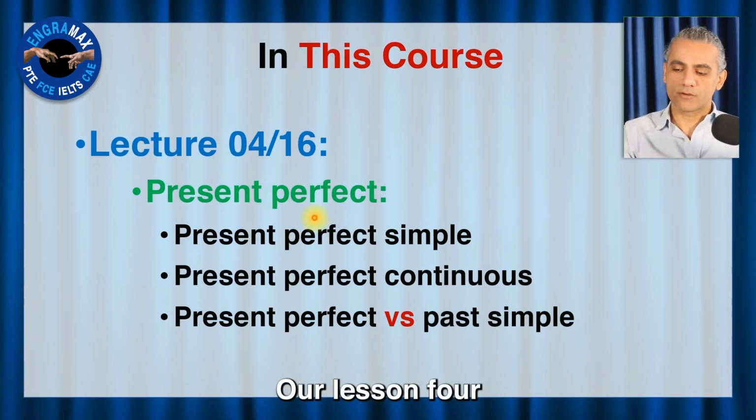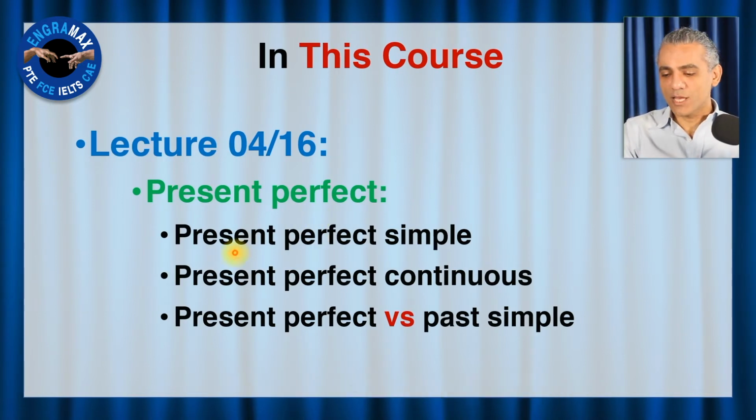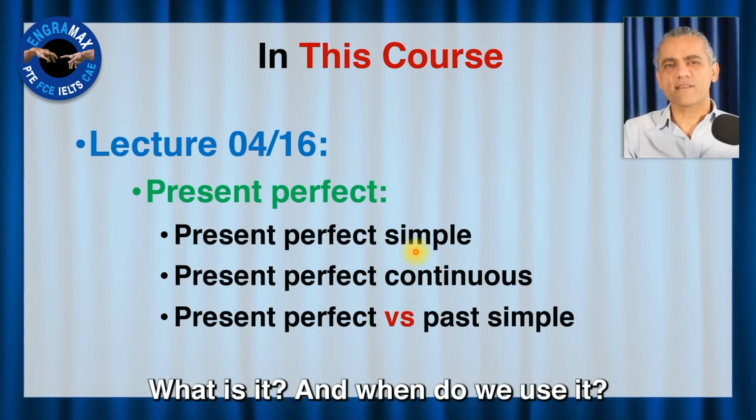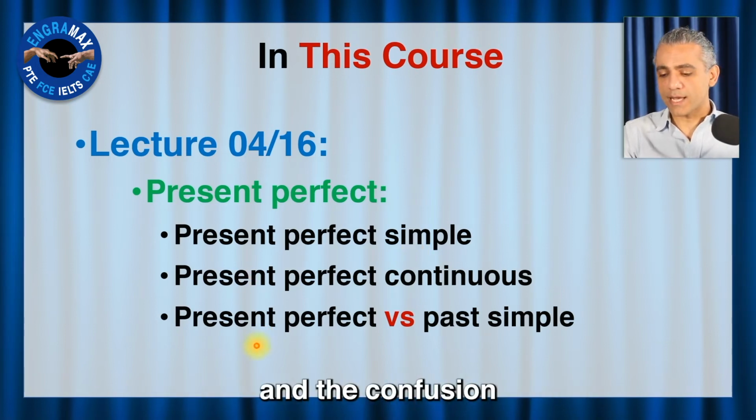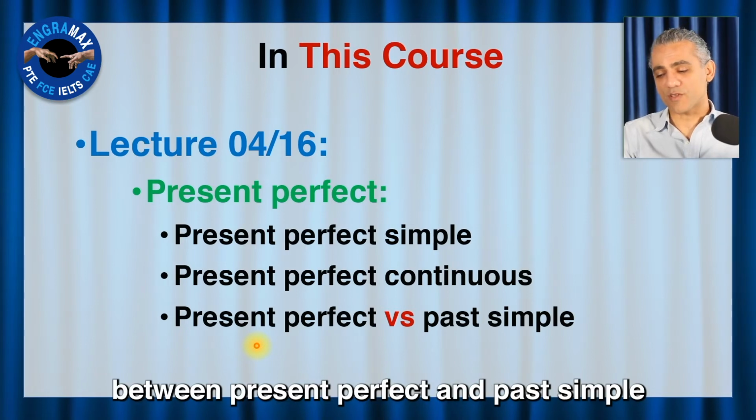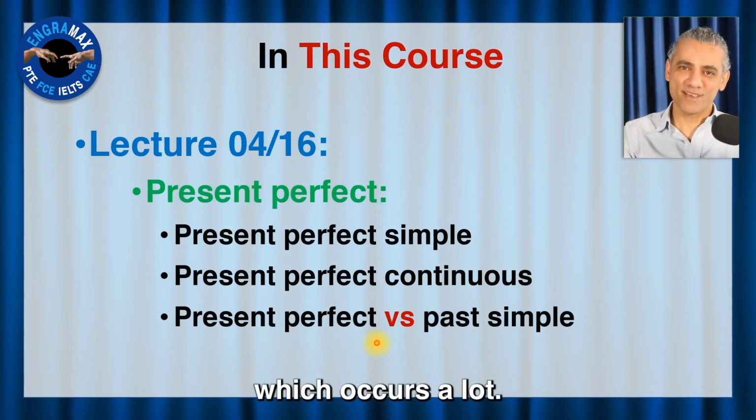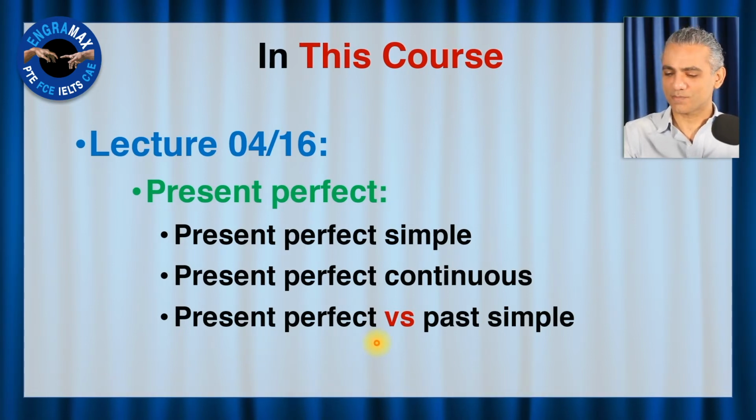In our lesson 3, we'll talk about past time: past simple, past continuous, past perfect, and past perfect continuous, and how to use used to and would to talk about past habits. Our lesson 4 will be about present perfect. Present perfect simple, what is it and when do we use it?